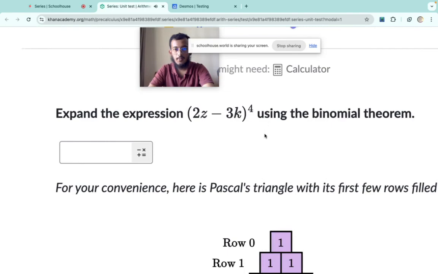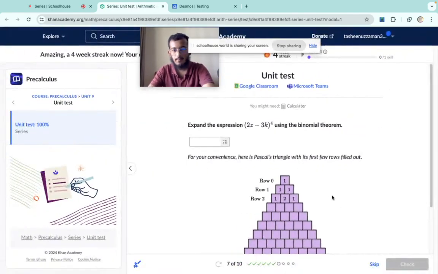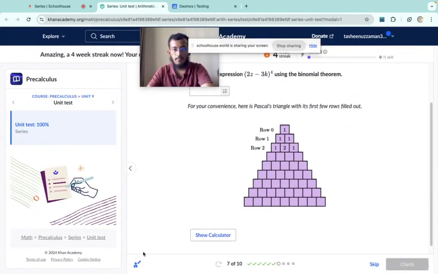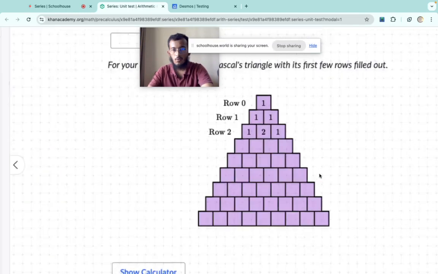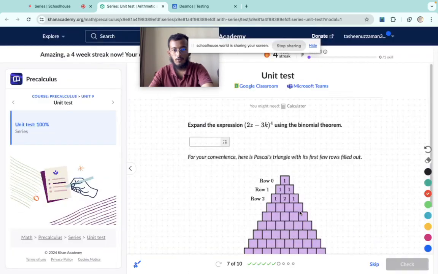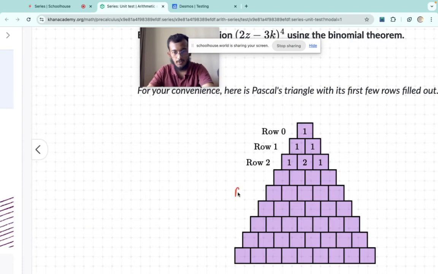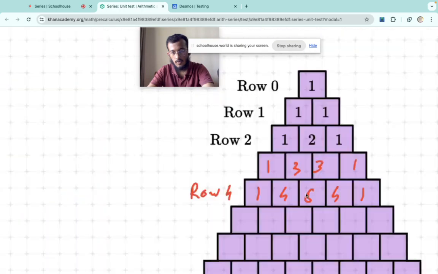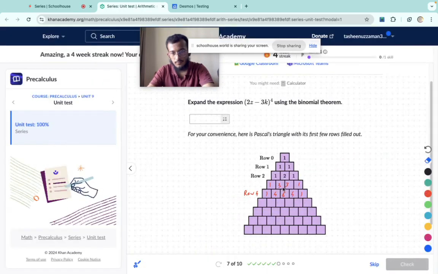Expand the expression using the binomial theorem. For your convenience, here is the Pascal's triangle with the first few rows filled out. Since we need to go up to the power 4, we will continue up until row 4. So 1, 1, 3, 3. This is 1, 1, 3 plus 1, 4, 3 plus 3, 6, 3 plus 1, 4. This is 6. Sorry for my handwriting.